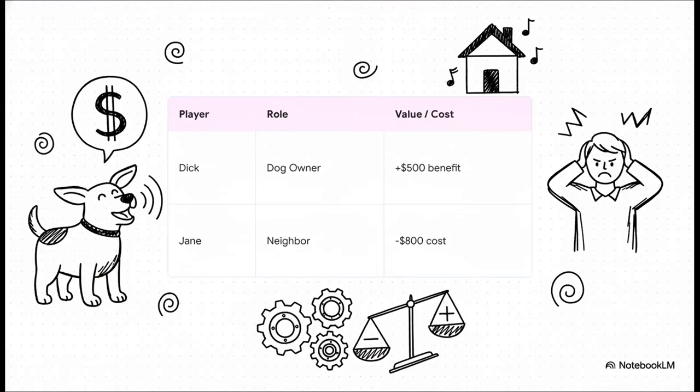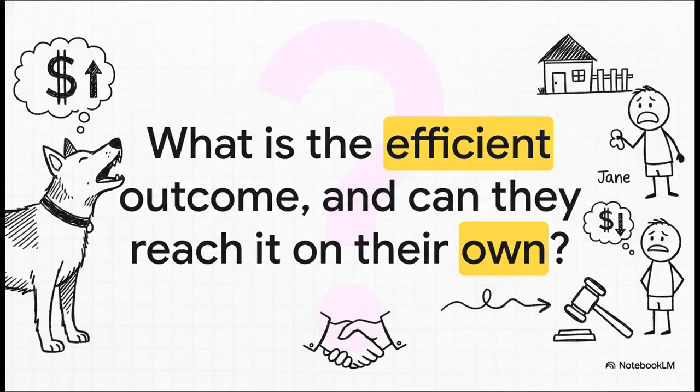Okay, let's use the most famous example to explain this. You've got Dick, who owns a dog named Spot. The dog barks a lot. Dick gets a benefit from having Spot that he values at $500. But his neighbor Jane can't stand the barking. For her, it's a cost that she values at $800. Classic negative externality.